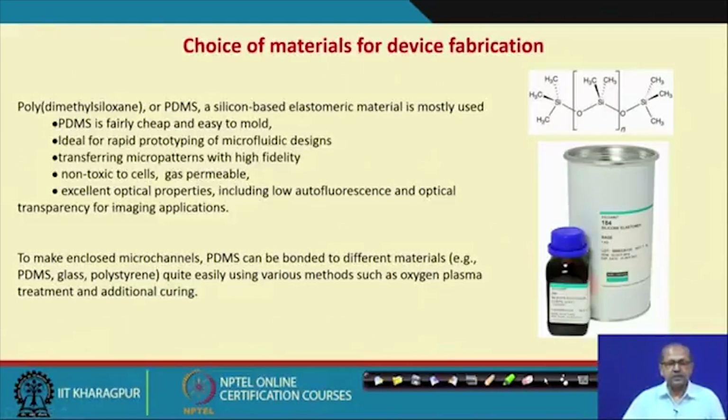Generally, we are using PDMS, Sylgard, supplied by the Dow company, at a 10:1 ratio of base to curing agent for that purpose. It may vary, but generally we use that ratio. To make an enclosed microchannel, PDMS can be bonded to different materials, maybe PDMS itself, glass, or polystyrene, and it is easily done by various methods such as oxygen plasma treatment and additional curing.